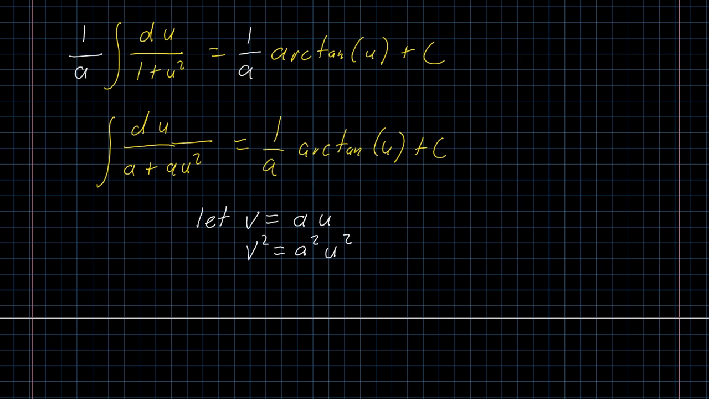But I'm not going to let that stop me. Because if I want to do this substitution, I'm also going to need to know what dv is. And dv is going to be a times du, which means I need to get an extra a here. And one way I can get an extra a there is multiplying the numerator and denominator by a. So we get a times du in the numerator, we get a times a, which is a squared, and then a times a u squared, which is a squared u squared, in the denominator.